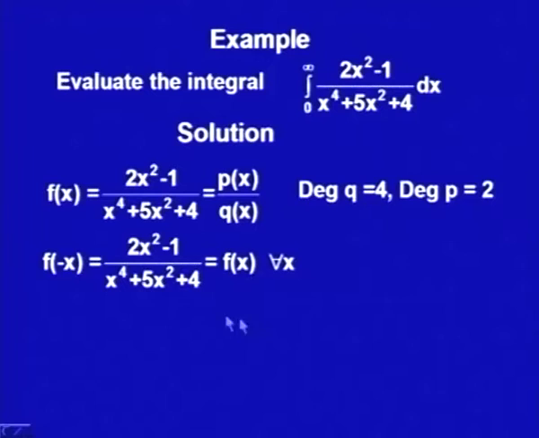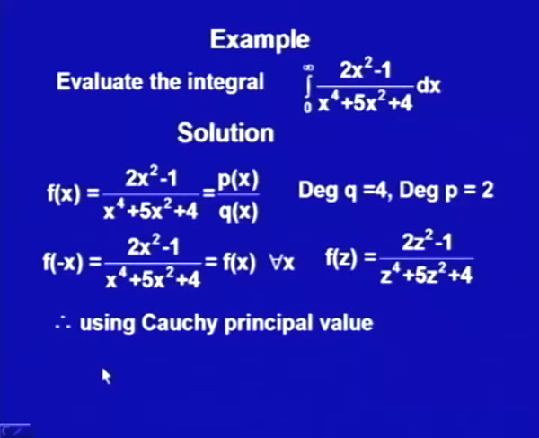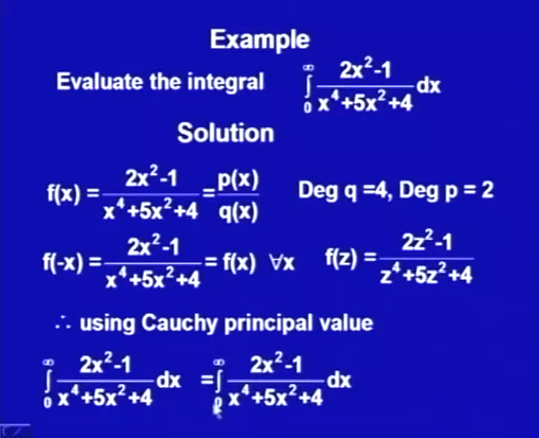So that says we could apply the Cauchy principal value and the second formula. Using this Cauchy principal value, we could say that the integral from 0 to infinity of (2x square minus 1) upon (x to the power 4 plus 5x square plus 4) dx should be half of the integral from minus infinity to plus infinity of the same function, (2x square minus 1) upon (x to the power 4 plus 5x square plus 4), should be equal to the 2 pi i.